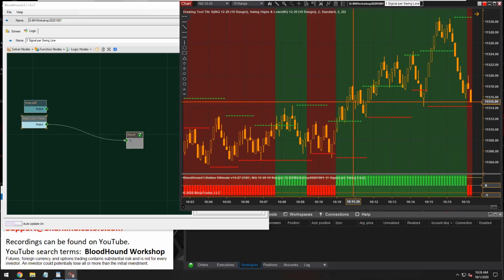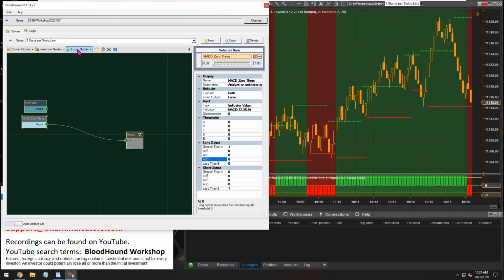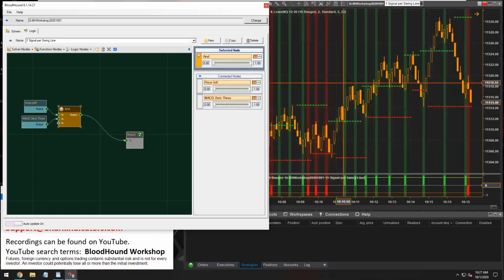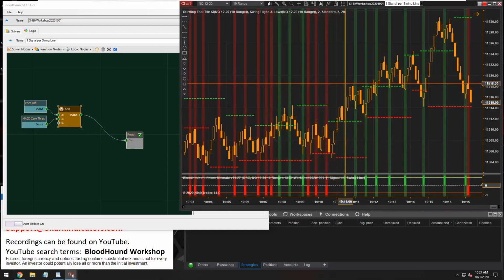And of course, I don't have the MACD on my chart here. It's not really necessary. But when the MACD is above the 0 line, I'm getting a long output. And whenever the MACD is below the 0 line, I'm getting this short output there. And now when I combine these two together, like so, basically I get a few less signals here to work with.